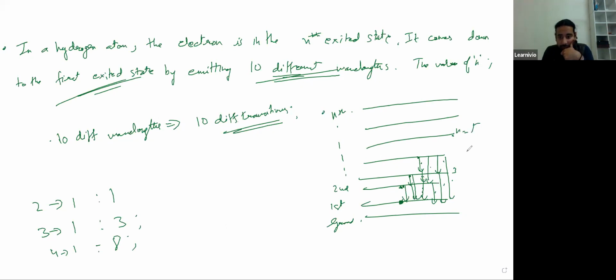This was n is equal to 4, right? Let's try n is equal to 5. Well, n is equal to 5 coming down to n is equal to 1. Is there a pattern here? Is there a formula that you can make out of this?